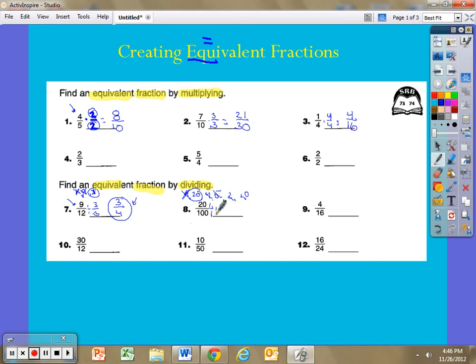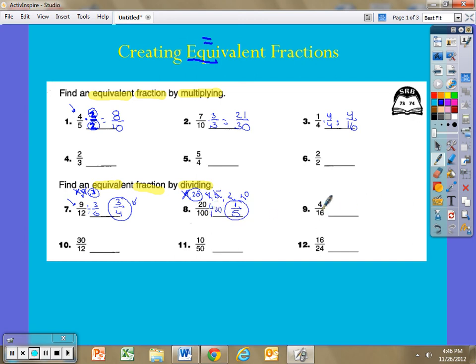If I divide both by 20, 20 divided by 20 is 1. 100 divided by 20. Let's see here. How many times will 20 go into 100? 20, 40, 60, 80, 100. Hey, that's 5 times, so that's 5. So it's 1/5. So 1/5 is equivalent to 20/100ths.